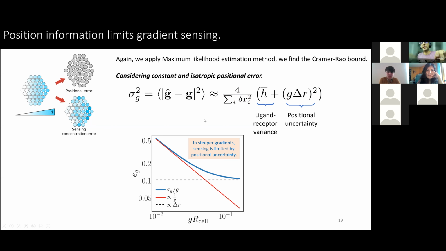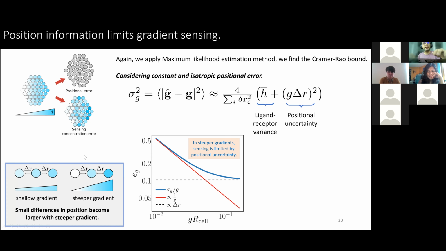But it does change now with the steepness of the gradient. So we can see that before, increasing the steepness of the gradient always led to a better estimation of the gradient. But now in this case, where we have position uncertainty, we can see here in the blue line that it's going to lead to a saturation of the precision with which we can measure the chemical gradient. And this saturation value is associated to the position uncertainty of the cell. So basically, this is telling us that in the case of having position uncertainties, the position uncertainties are going to limit the gradient sensing of the cluster.